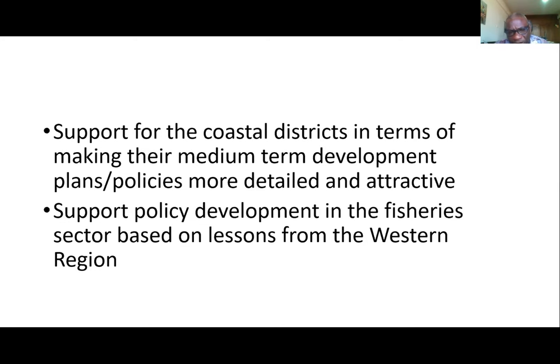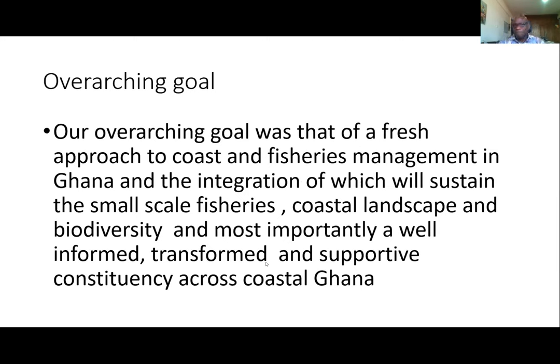And we supported a lot of policy development in the fishery sector, which translated into the whole nation. And therefore, you went somewhere in other districts and said, why are you not bringing the Yempuanu issues to our side? We also love to have something like that. Our overarching goal was to come up with a fresh approach to coastal management and small-scale fisheries management in the country and integrate them so that the land issues and the marine issues would not be looked at in isolation or in a tunnel vision manner, but rather integrate them so that each player or actor in the game is aware of what the other is doing.